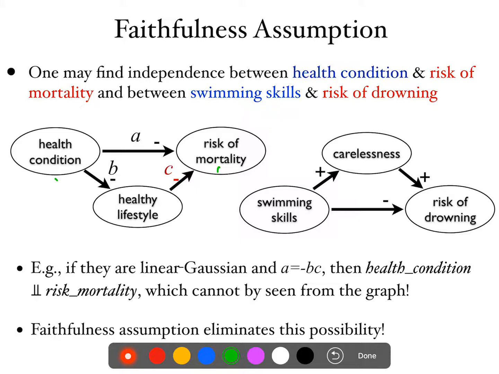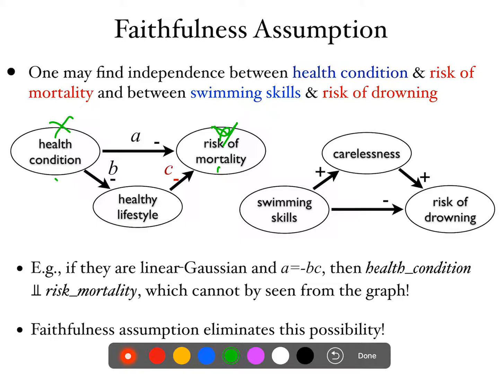That's very good. But by accident, or for some reason, it's possible to see that they are independent. They are almost independent, especially if A equals minus BC. The causal influences in the two pathways will cancel out, right? If A equals minus BC, you will see that X and Y are independent. This is horrible, right? Although X influences Y, they are independent. This is called violation of faithfulness.